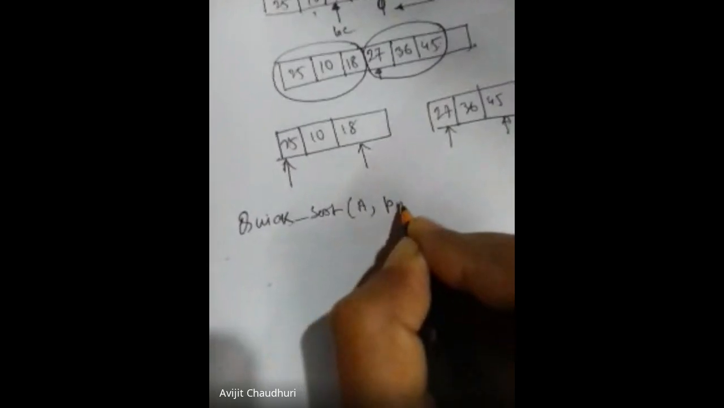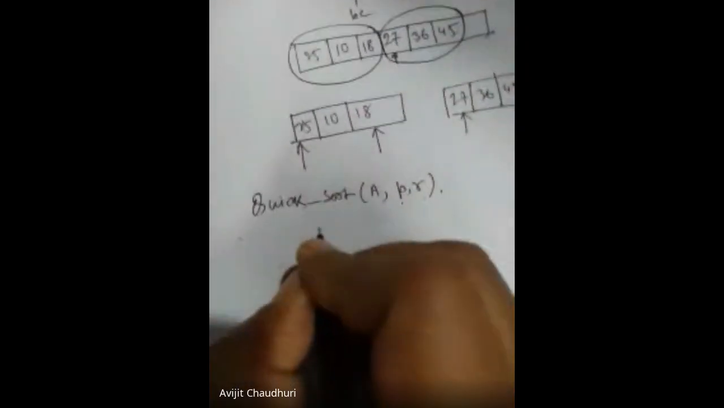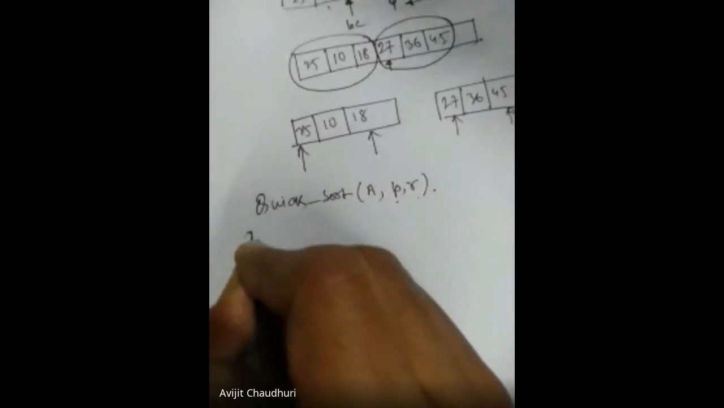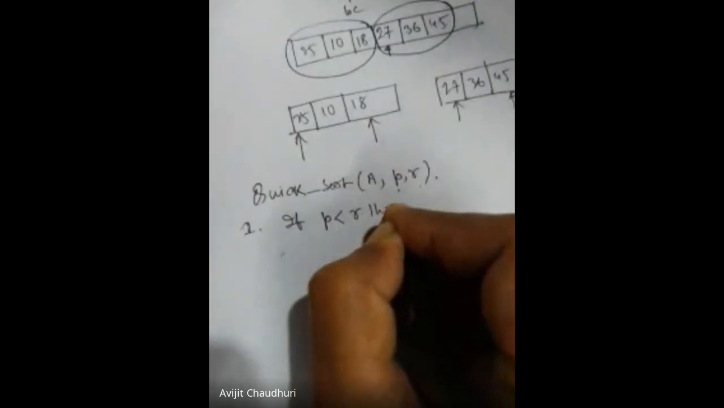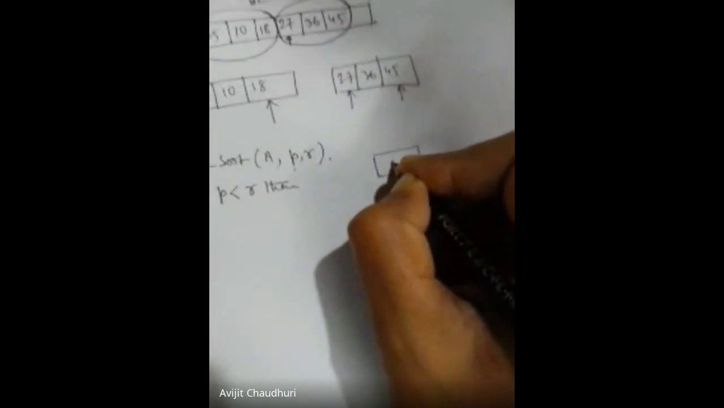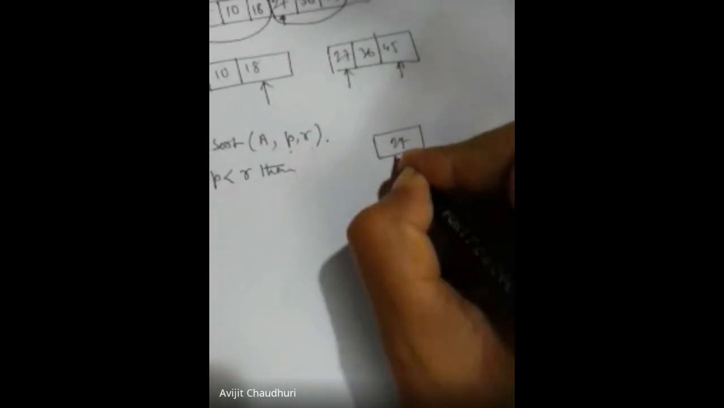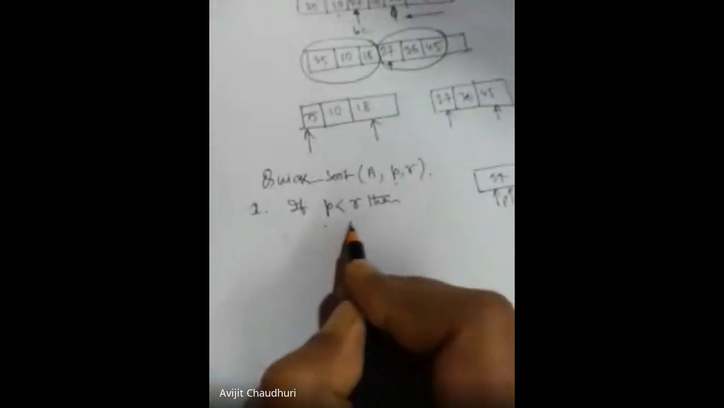Quick sort on an array, with left pointer P and right pointer R. Step 1, if P is less than R. What does P less than R mean? At least two items are there. Suppose only one item is there, say 27. Here P is also R, left as well as right item. So P less than R means at least two items are there. Then only we will apply quick sort.